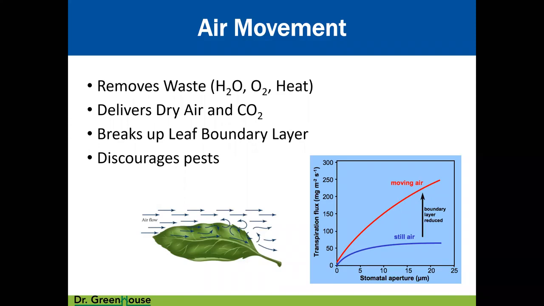It also helps to deliver the dry air from wherever we're introducing it into the space to the leaf, as well as carbon dioxide we might be enriching in that space. And ultimately, it helps to break up the boundary layer. There's a little pocket of air that will form over your leaf where water vapor coming out of the stomata will get trapped. By blowing air over it, we break up that boundary layer and make it more possible for that water vapor to be released away from the plants. It also helps to discourage pests.